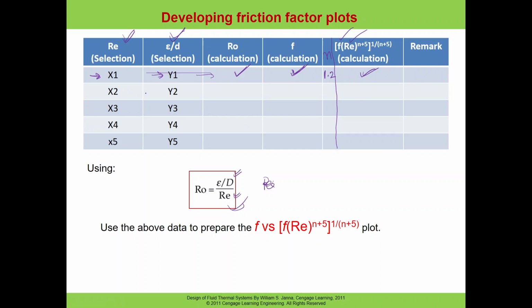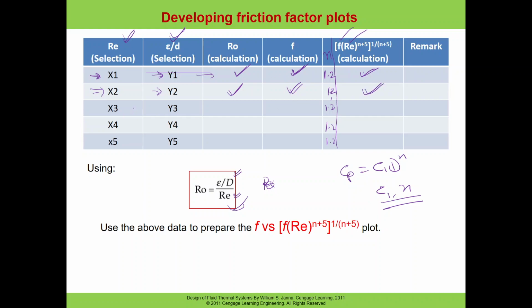Similarly, you choose another combination, or you can keep the RE value same and you can just change epsilon over d, right? So you can calculate RO, you can calculate F, and this will remain constant 1.2, because remember that this parameter comes from the pipe cost Cp, that's C1 d to the power n, and the C1 and n are constant, so n will remain constant here. Then when you have the RE, when you have F, then you can calculate this again.